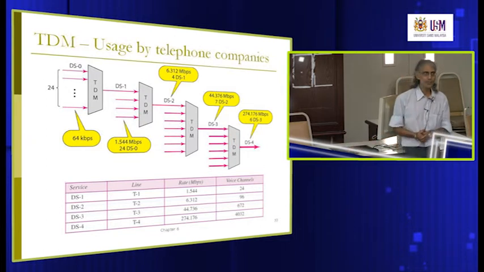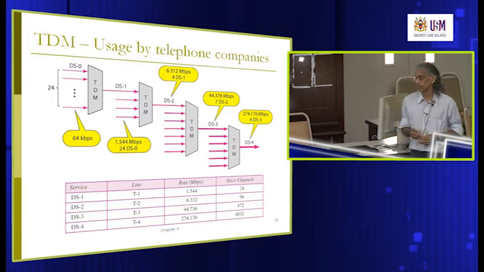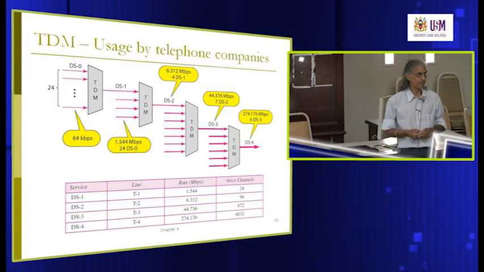So again, TDM is also used heavily by phone companies. But TDM, if you remember, deals with digital signals. FDM is analog signals, TDM is digital signals. But we can also use it for phone systems. So we have phone lines, digital phone lines, for example.